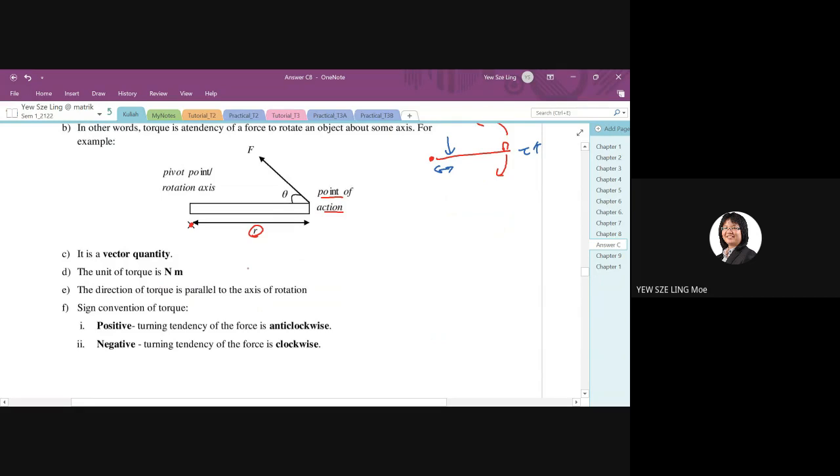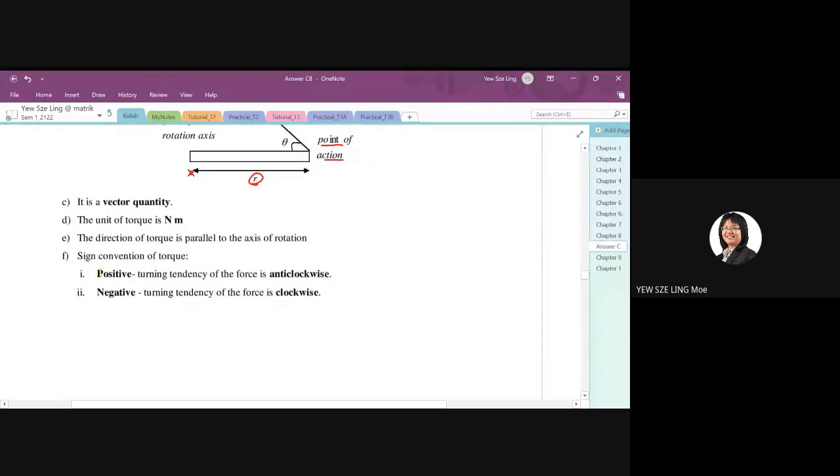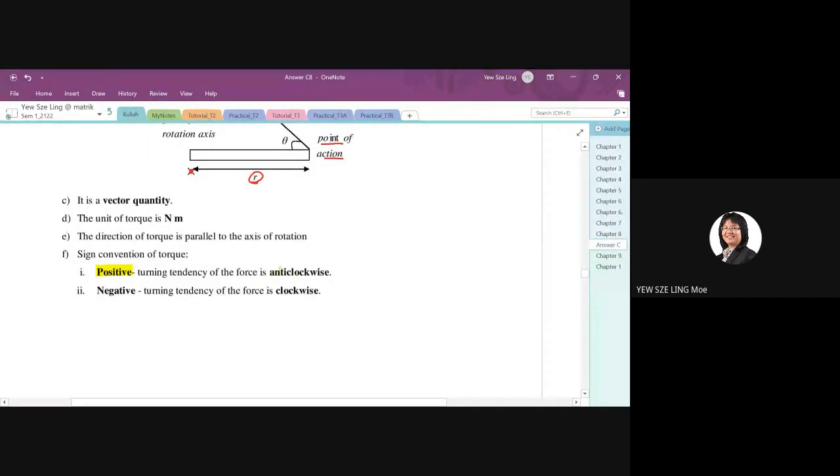What I want you to take notes on is the sign conventions of torque. That would be the thing that we're going to use today. It is positive if the force is anti-clockwise, and it is negative if the force is clockwise. This is for when the object is in equilibrium. Just like your force in chapter 4, we say right hand side positive, left hand side negative, upwards positive, downward negative. In this chapter, we say anti-clockwise positive and clockwise negative.